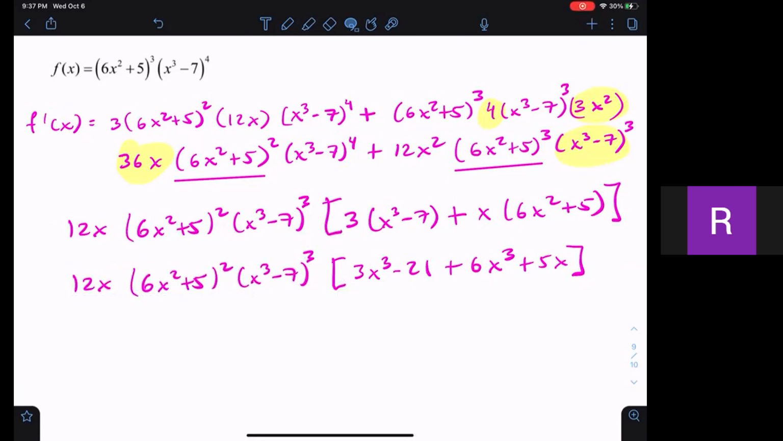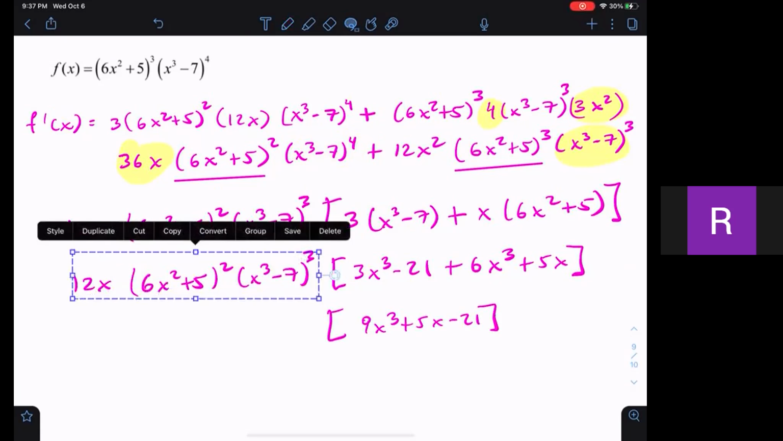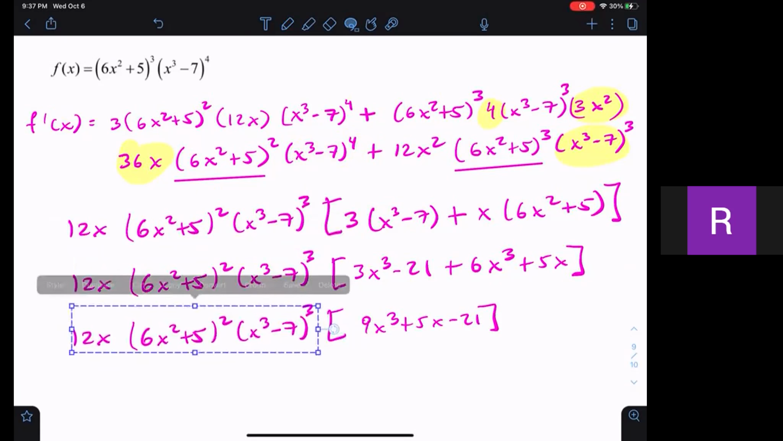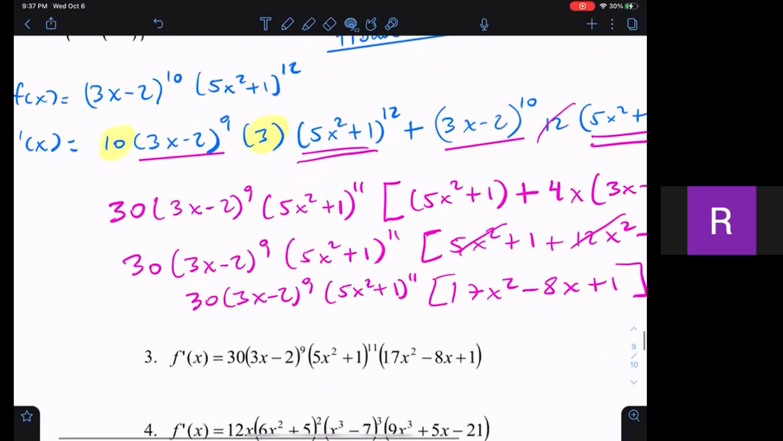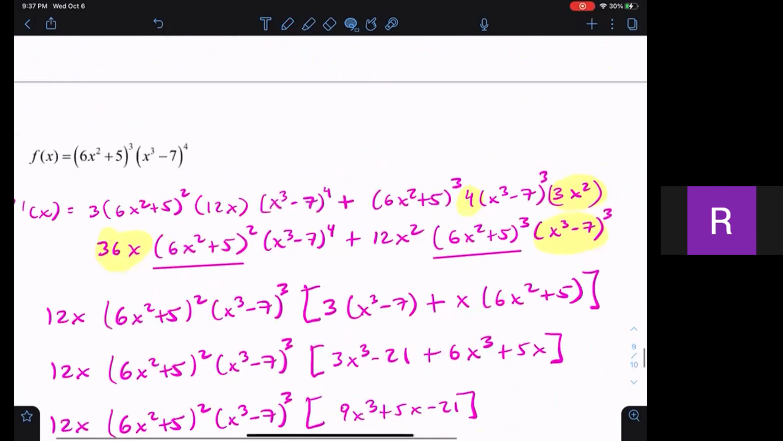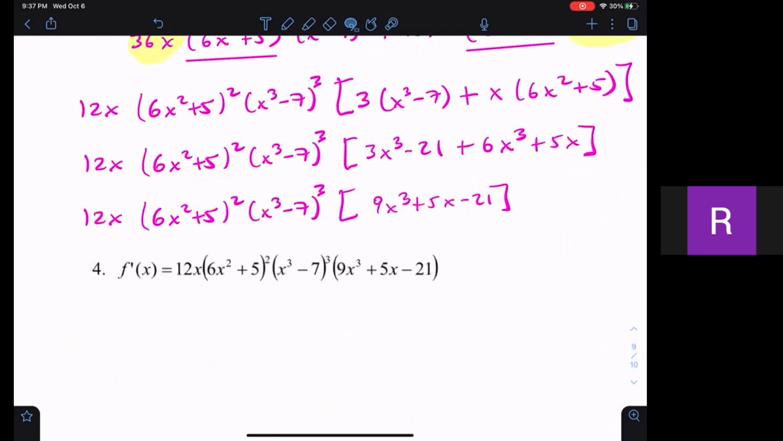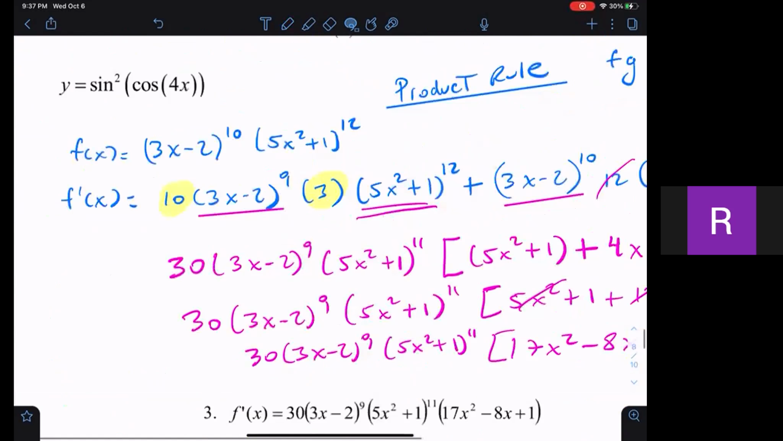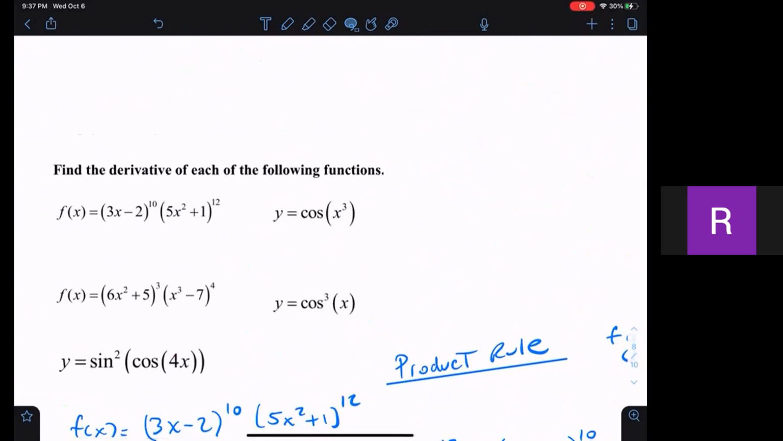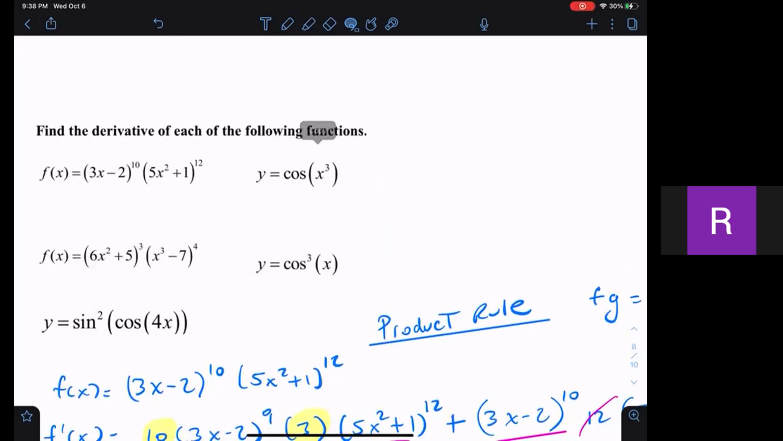Okay, now we simplify the inside. So this is going to be 9x cubed plus 5x minus 21, and this thing stays the same. So that's the answer. And let's check again. Right, now this time is okay. Okay, be careful when you're doing this problem. Next, these two, right? These ones are easy.